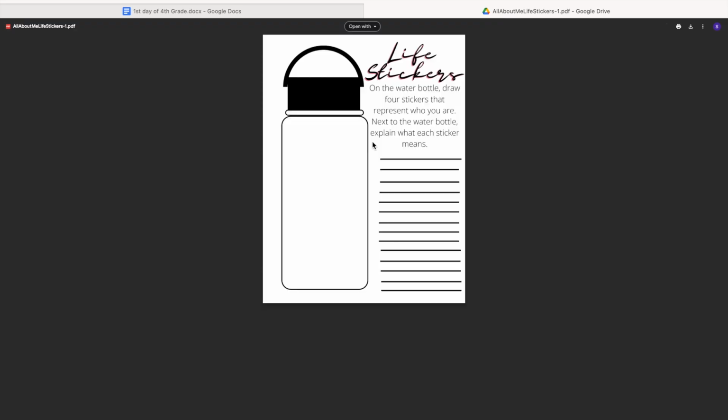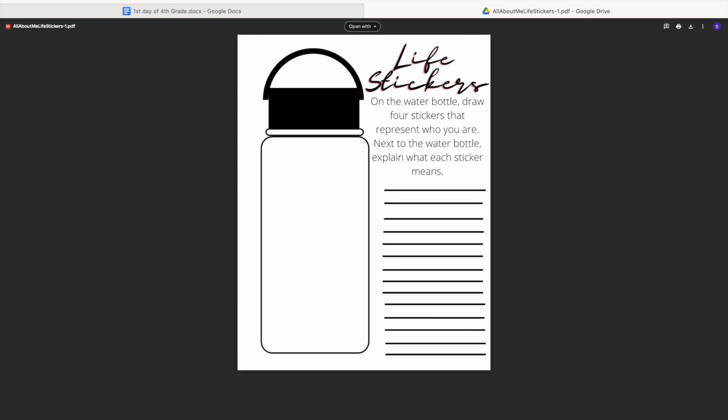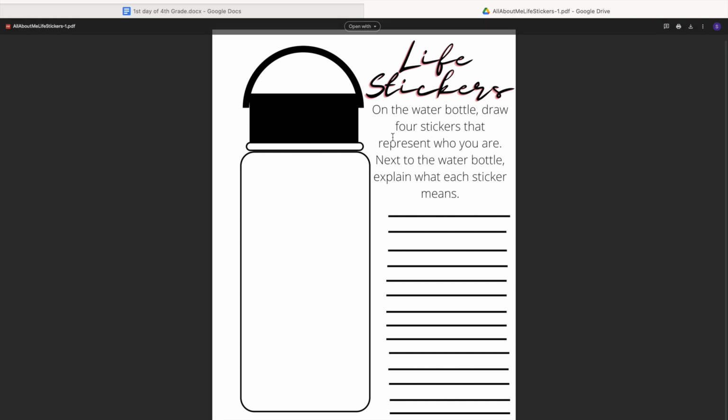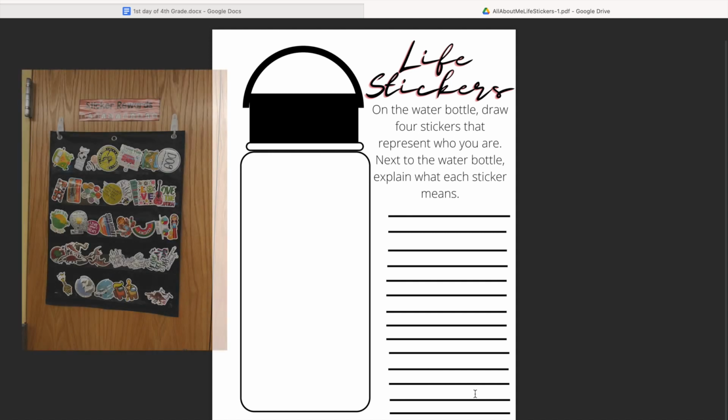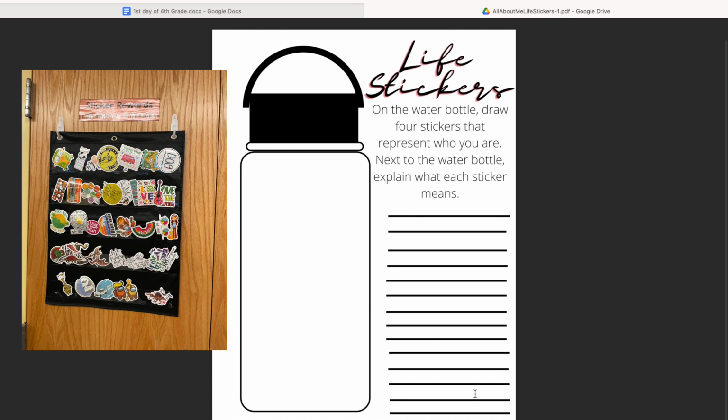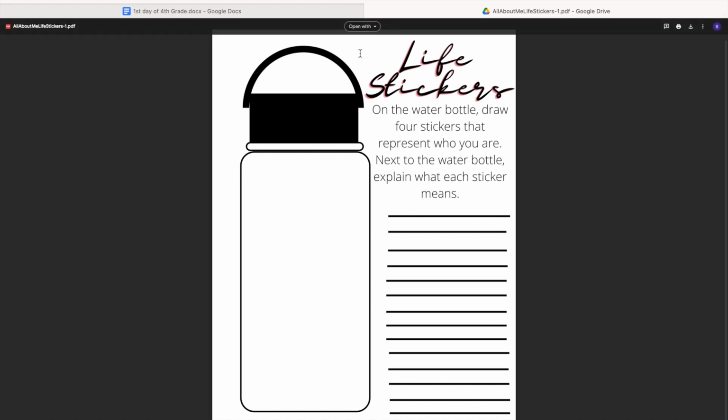So I found this one on Teachers Pay Teachers, which is called Life Stickers. It says, on the water bottle, draw 4 stickers that represent who you are. Next to the bottle, explain what each sticker means. I thought I would show them a quick example under the document camera. And then this is where I would give them a sticker to put on their water bottle from my teacher sticker store. So I thought that was cute.